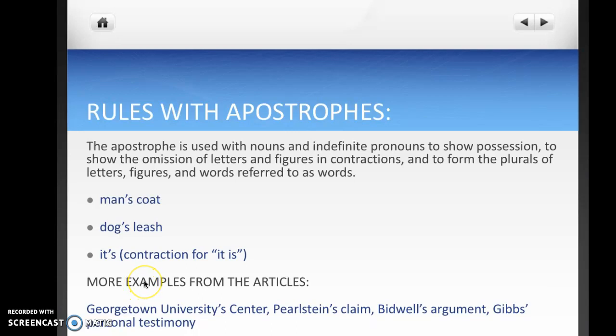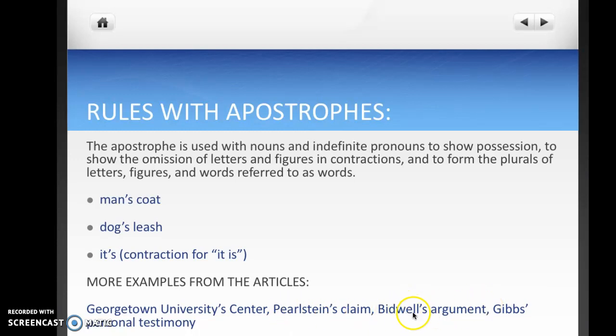For more examples from the articles, so these are some phrases or words that I've come up with or found in the articles. So Georgetown University Center came from Pearlstein's article. There's a possession right there with universities. Pearlstein's claim, if you're setting that up, you want to call attention to claims once in a while in your essay. Make sure you use the word claim. So you might give credit to the author and say his claim or her claim or Pearlstein's claim.